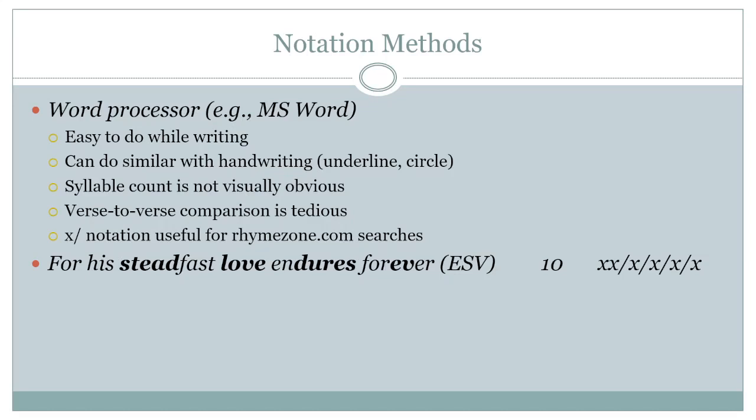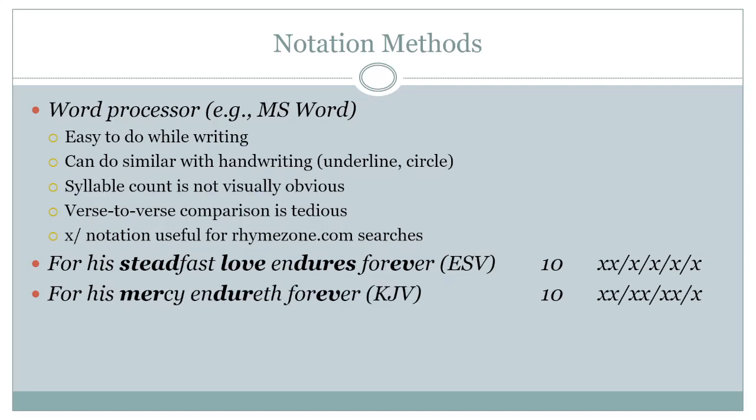And that's actually what I ended up going with. The rhythm was like, "For his steadfast love endures forever." Or "forever," holding that out to indicate this is forever. You can see the meter there is XX/X/X/X/X, a 10-syllable meter. King James is, "For his mercy endureth forever."